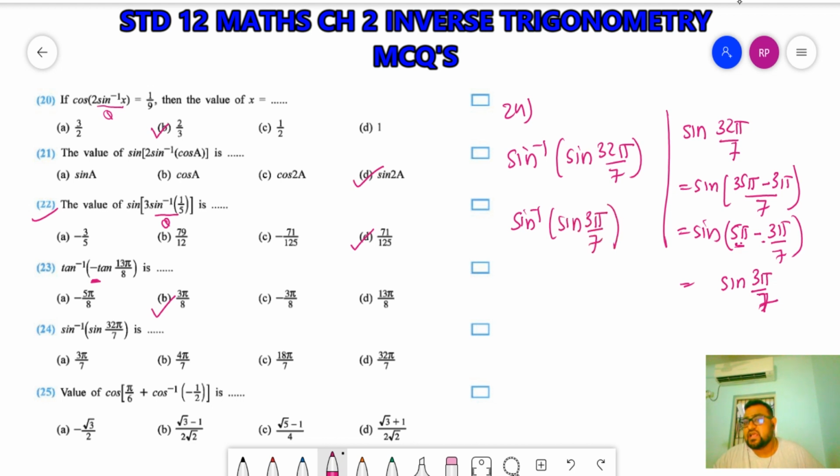What I did: 32 pi by 7 was not in the range minus pi by 2 to pi by 2. So I reduced it to the range minus pi by 2 to pi by 2. And now the answer is 3 pi by 7. Clear? So option A is the correct one.